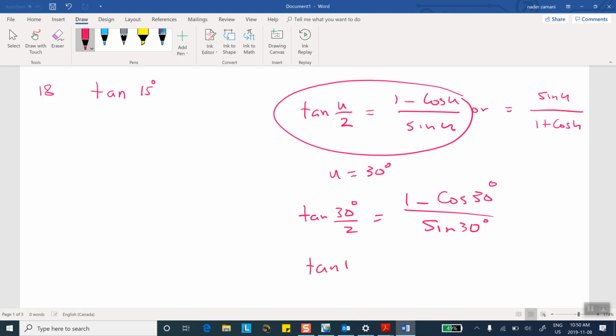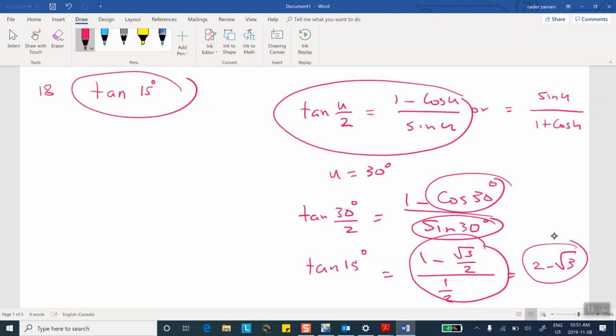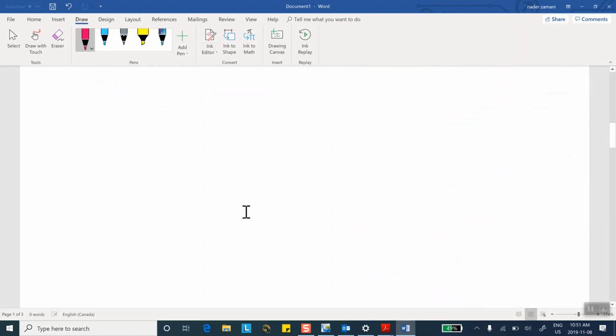So tangent of 15 degrees, that's the thing that I wanted, is equal to 1 minus root 3 over 2, that is cosine of 30, divided by 1/2. In all likelihood, if you look at the answer in the book, it looks like this: 2 minus root 3. Believe me, that is 2 minus root 3. Make sure you can get it. Arithmetic.